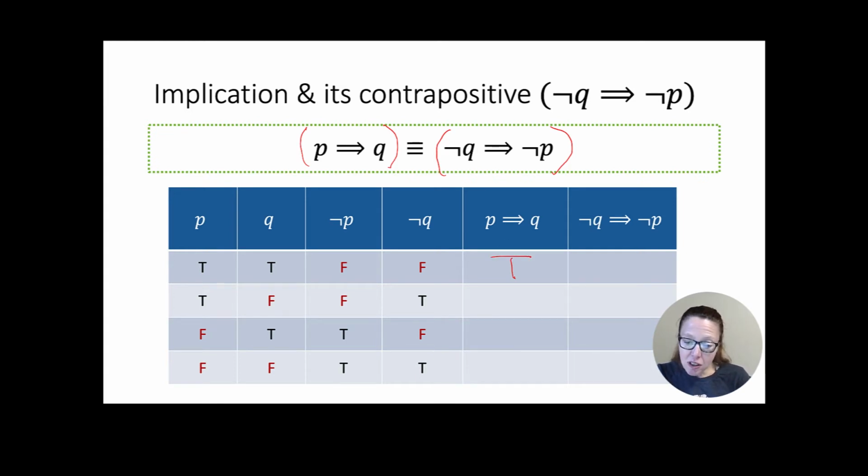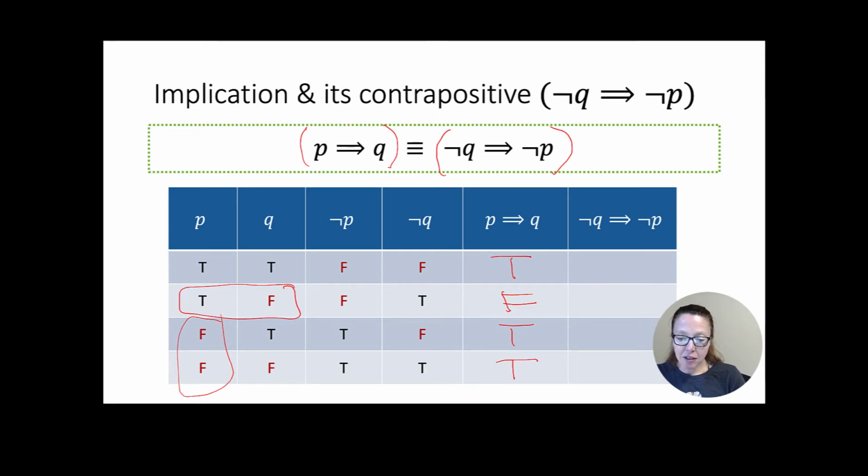In row 2, we see that P is true and Q is false, and so now we have a problem. The implication doesn't hold. The compound proposition is false if P is true and Q is false. In rows 3 and 4, we see that P is false. And when P is false, implication tells us nothing. It says we don't know anything about the truth value of Q. And so in those situations, P implies Q is always true.